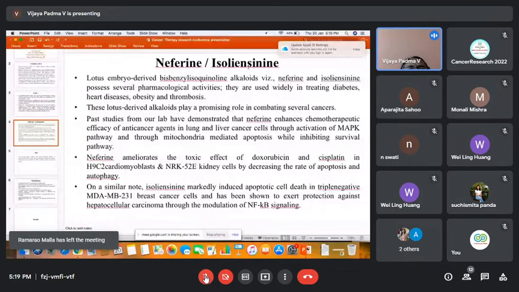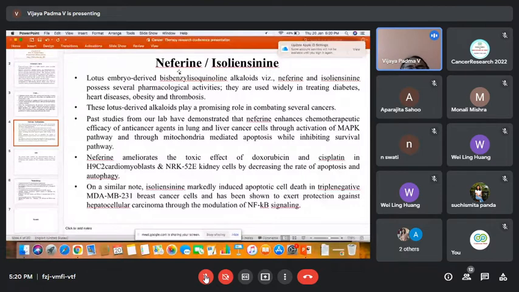So we have found that neferine and isoliensinine, both treated alone, have anti-cancer effects. That means they have chemosensitizing effects against drug-resistant, cisplatin-resistant cancer cells, even when they are given in combination with cisplatin, that means neferine with cisplatin and isoliensinine with cisplatin, in the combinatorial regimen or alone. Given alone also, they had shown chemosensitizing effects against the cisplatin-resistant cancer cells.